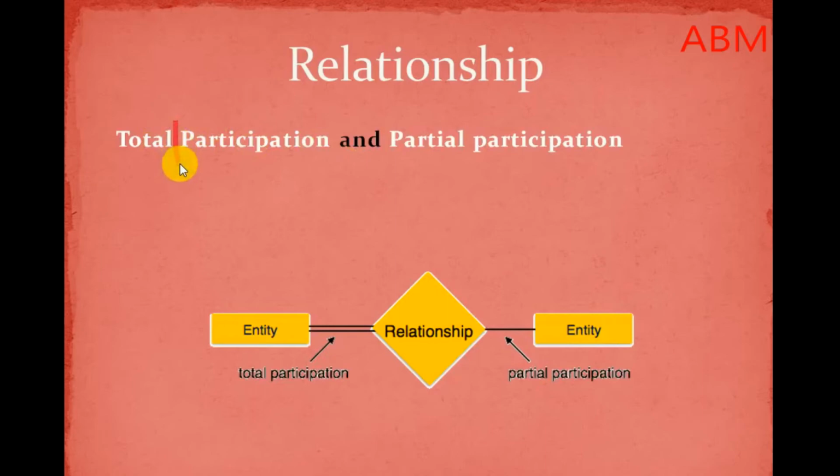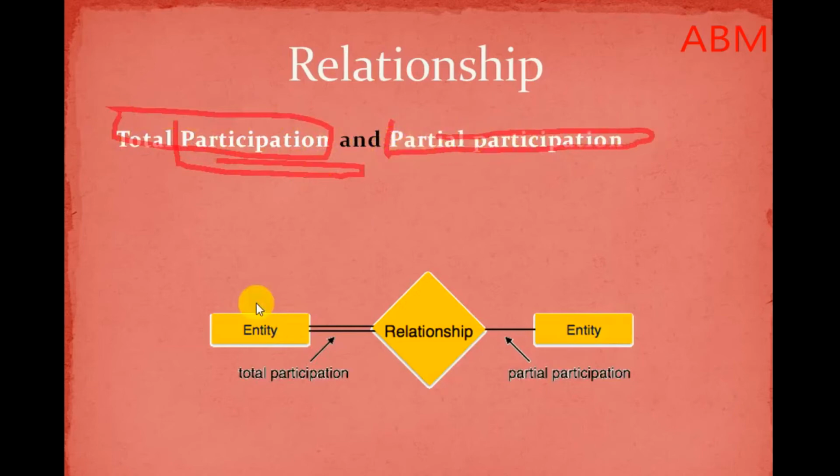Relationships will have total participation and partial participation. When all the instances of the entity take part in the relationship, it is called total participation, and if a few instances of the entity take part in the relationship, it is called partial participation.